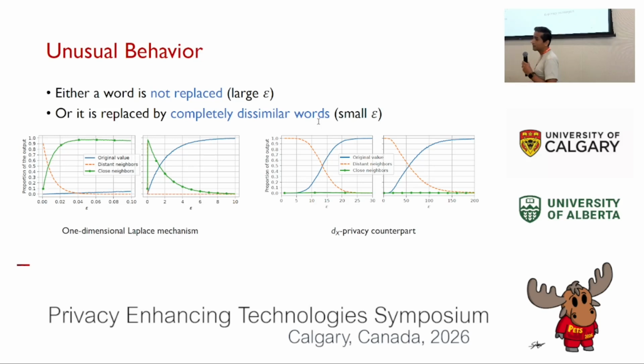In the case of dX-Privacy, on the other hand, for text, we either saw that distant words were being output, or only the original word was being output as we increase epsilon. And none of the, or very seldom would we see a nearby word. So there was no smooth transition, and this is really bad for the privacy utility trade-off because we either get no privacy, the original word, or we get no utility, a very dissimilar word being output.